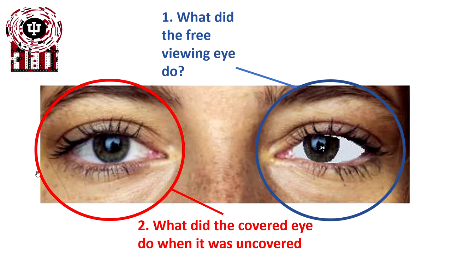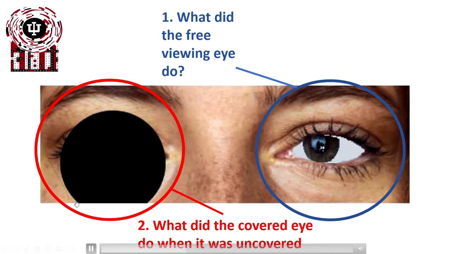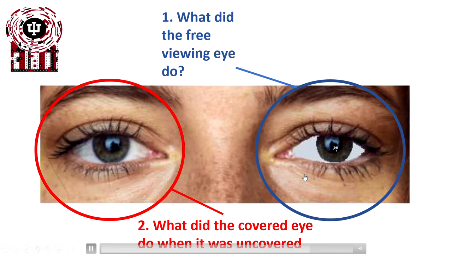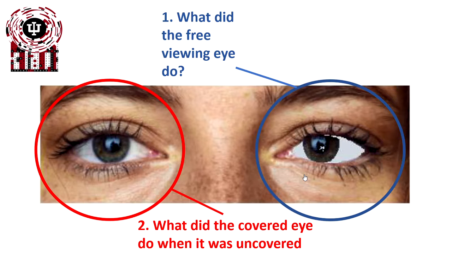Let's look again at another example. Same questions. What did the free viewing eye do? And what did the covered eye do when it was uncovered? In this case, we cover up the right eye, the fixating eye. Our eye on the left has to move out to gain fixation. So this is a tropia. This is a tropia or strabismus. We then uncover the eye, and what did the non-fixing uncovered eye do? It doesn't move at all.